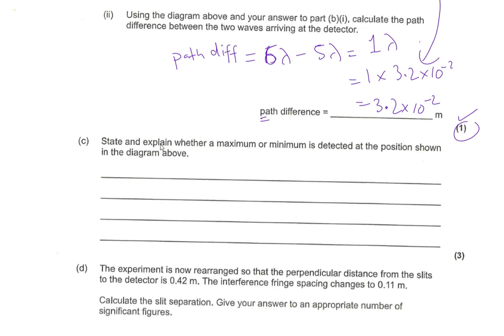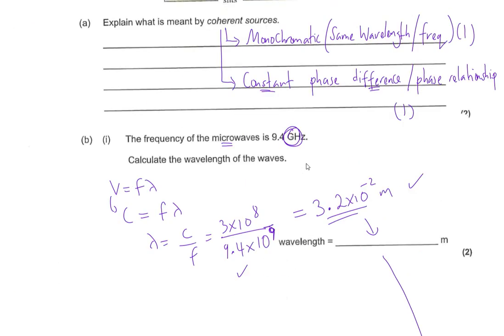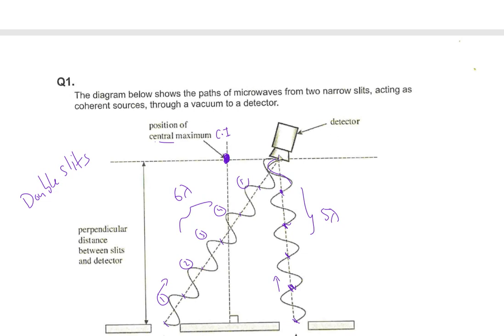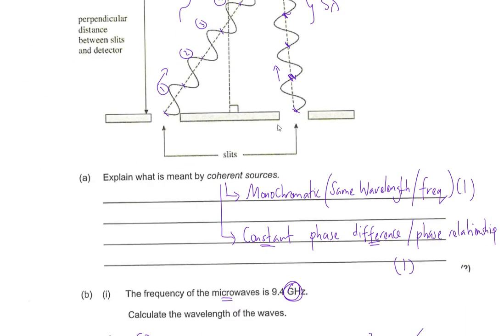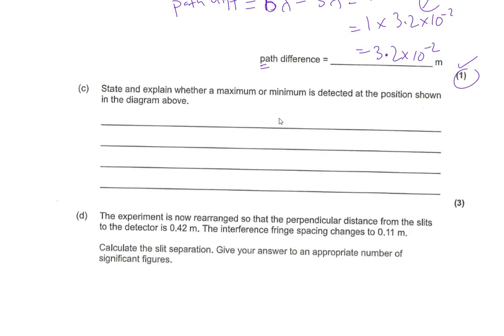All good? Now state what we get at this point where they're meeting. Are we going to get a constructive interference or a destructive interference? What we're going to get is a maximum. So first point, maximum. Now the question is, why do we get a maximum? Maximum means it is a constructive interference.